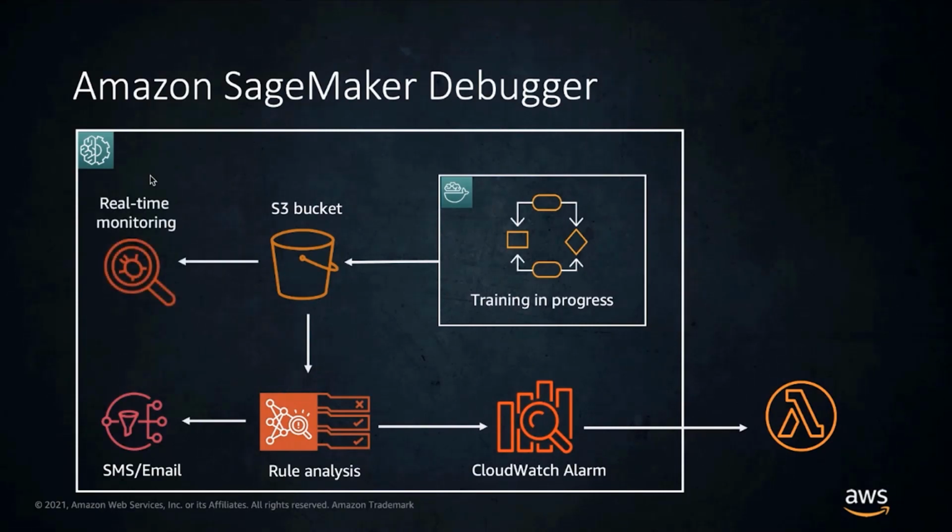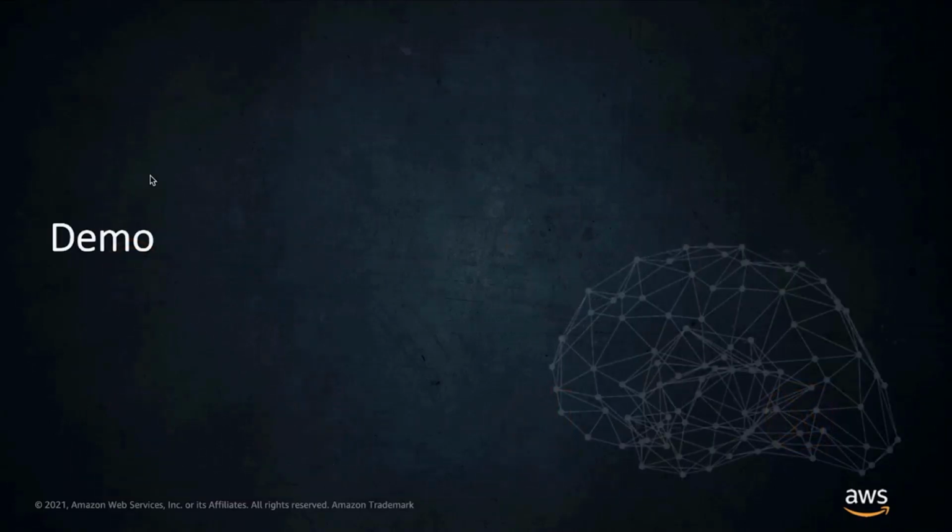You can also use the real-time monitoring feature. So the data is uploaded in real time. While the training is still in progress, you can go to your notebook and use the Debugger API to visualize tensors and performance metrics, or go to SageMaker Studio to look at the performance data. Now I would like to go to the demo.